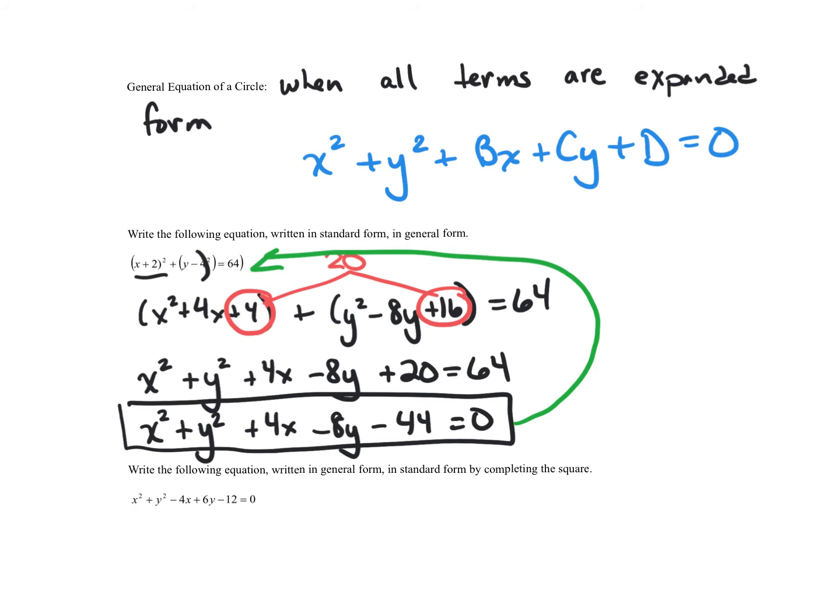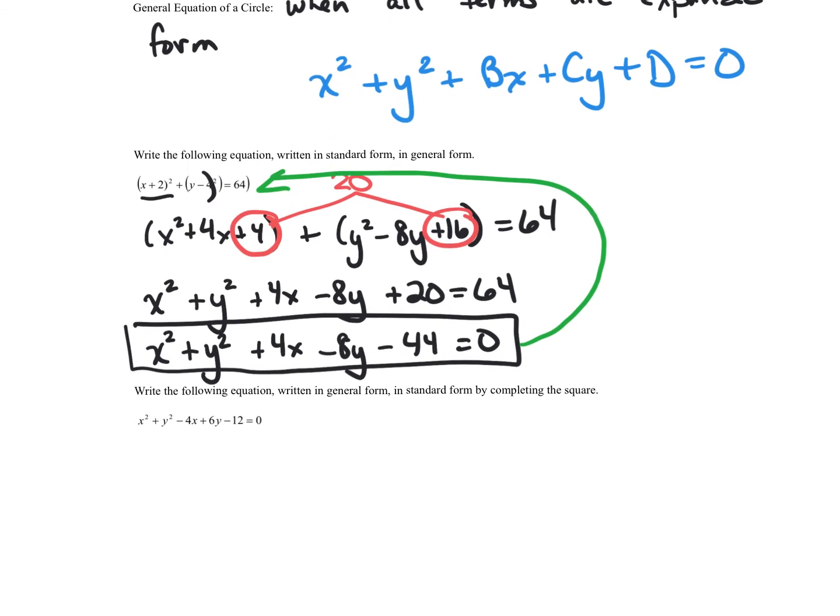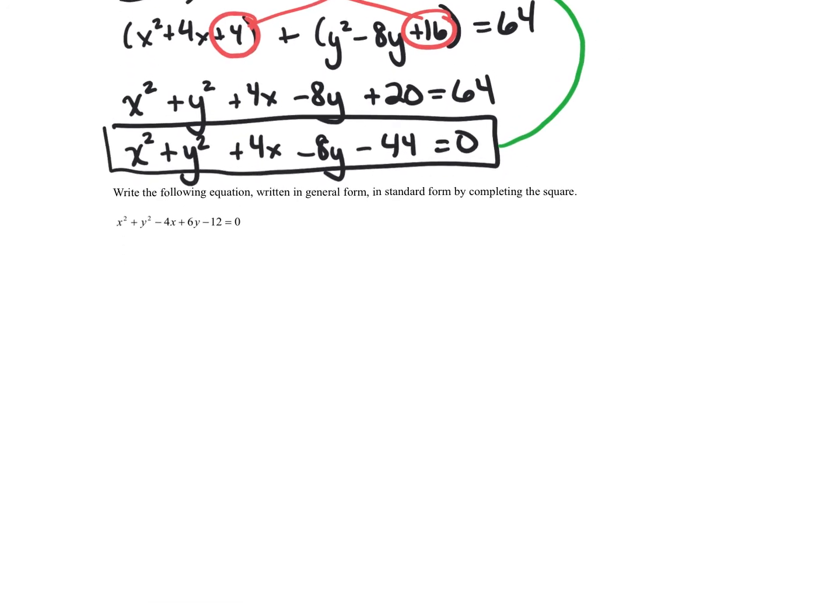So the way we're going to do this is by doing what is called completing the square, okay? You've probably heard of completing the square from Algebra 2, where you're trying to make perfect square trinomials. We're trying to do the same thing here. So let's go ahead and look at an example of how we could complete the square. In this problem I have x squared plus y squared minus 4x plus 6y minus 12 equals 0.